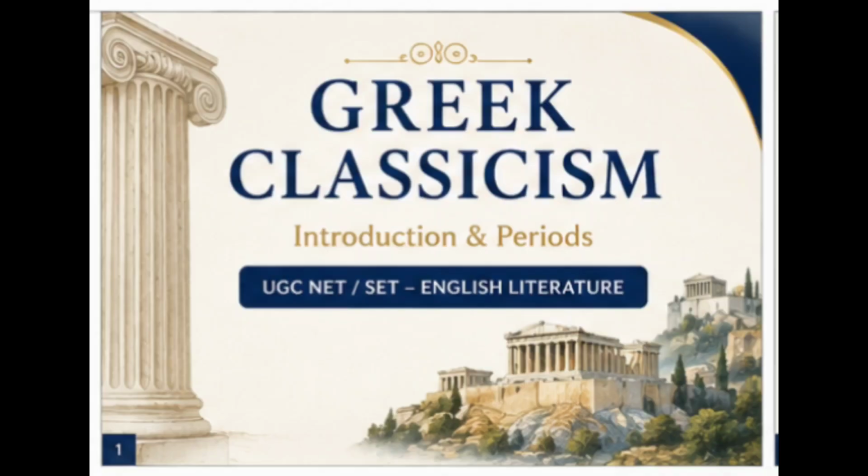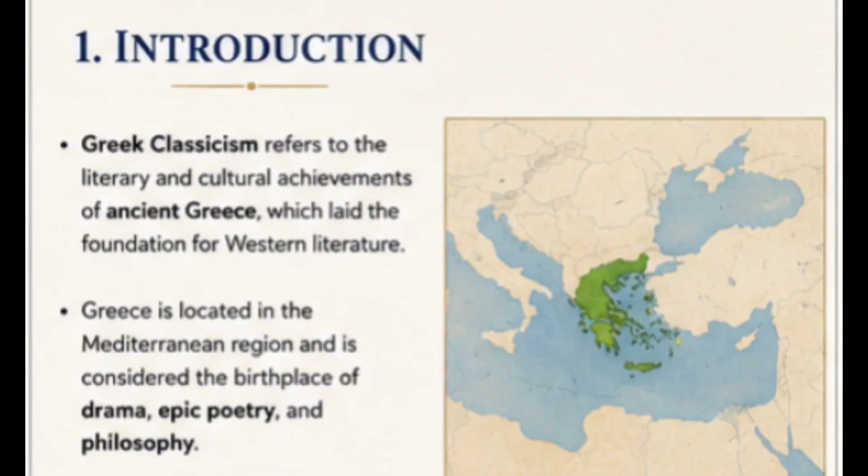Introduction to Greek Classicism. Greek classicism refers to the literary and cultural achievements of ancient Greece, which laid the foundation for Western literature. That's why it is important for us. And Greece is located in the Mediterranean region and is considered as the birthplace of drama, epic poetry, and philosophy.